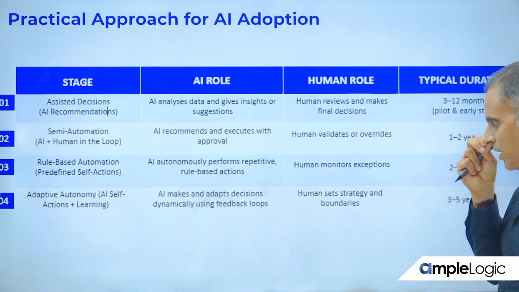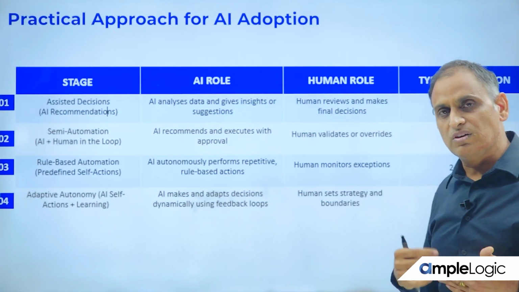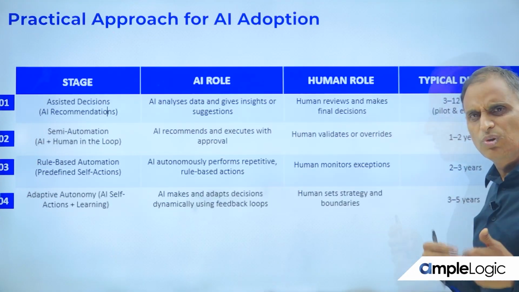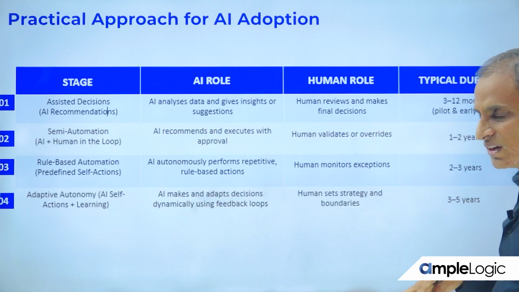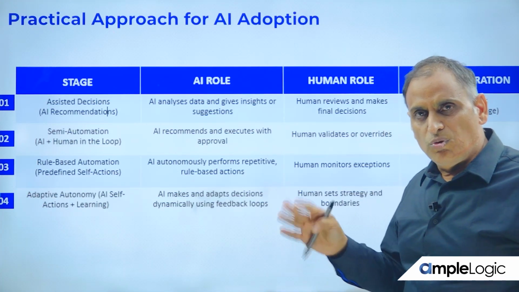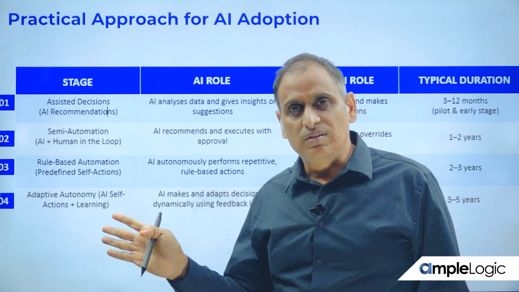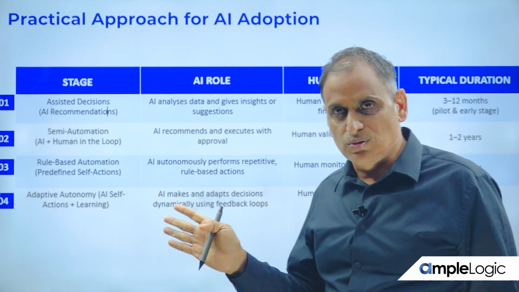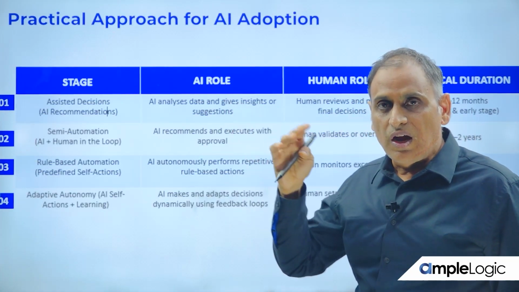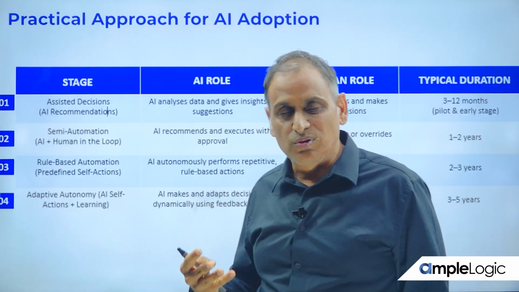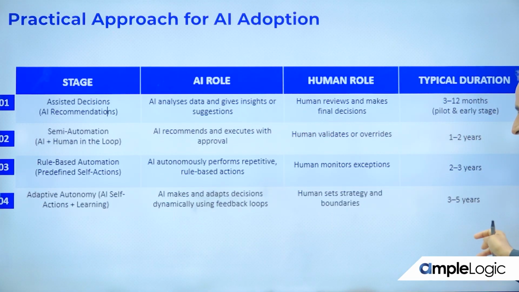Then the next one is adaptive autonomy, right? The AI takes self-action and also learns based on its learnings, so it can take more decisions dynamically using feedback loops. The more the models get trained, the more it can take standard, defined processes on its own. But as an organization, as humans, we can think beyond and create some kind of value add on top of it, right? That is going to take about 3 to 5 years.